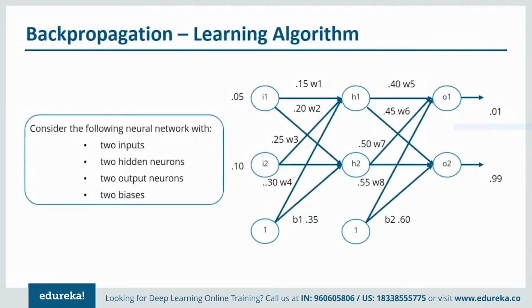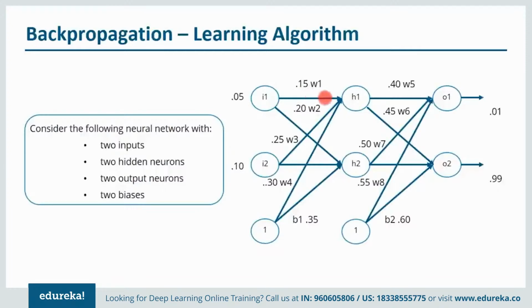Let us understand this with an example that is there in front of your screen. These two are our input neurons, these two are our hidden neurons, and these two are our output neurons. Our aim is to get 0.01 and 0.99 as our output, and at the same time, we have inputs as 0.05 and 0.10. Initially, we take the weights as we can see here.